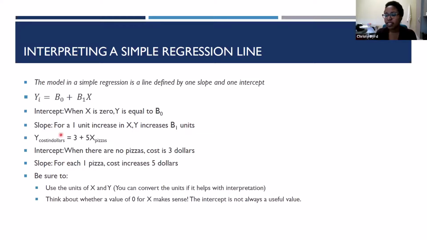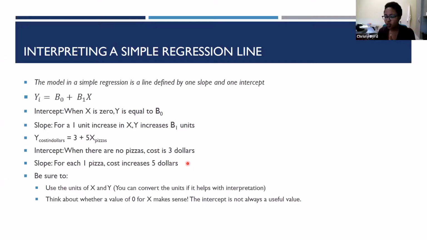So if we looked at our pizza and cost in dollars, and we had an intercept of 3 and a slope of 5, we would say when there's no pizzas, when you haven't ordered anything, your total cost is going to be $3. How did I get that? So x is 0, so 5 times 0 is 0, so we're left with our intercept of 3. No pizzas, $3. Now, for our slope, for each one pizza, the cost increases $5. That's what our slope means. So that's for every extra pizza that we buy.